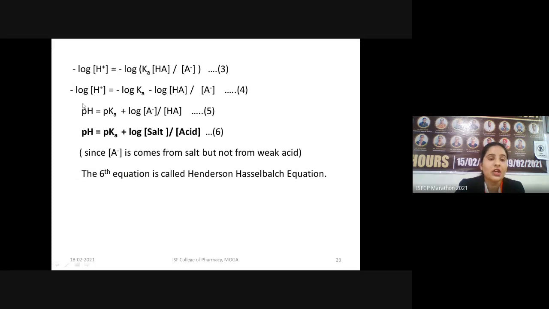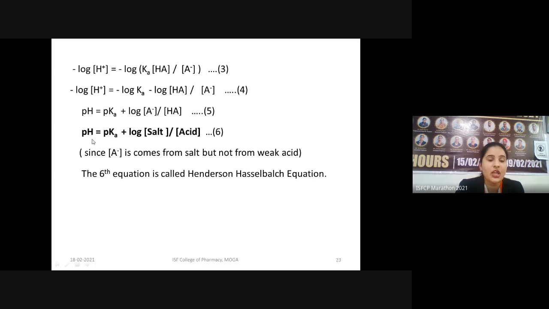Now what is minus log of H positive? It is nothing but the pH of the solution. As we have discussed in the previous lecture, minus log of Ka is known as the pKa value, and the negatives cancel out each other, so we get a positive sign here, and we have plus log of A negative divided by HA. So this is the equation which is known as the Henderson-Hasselbalch equation.